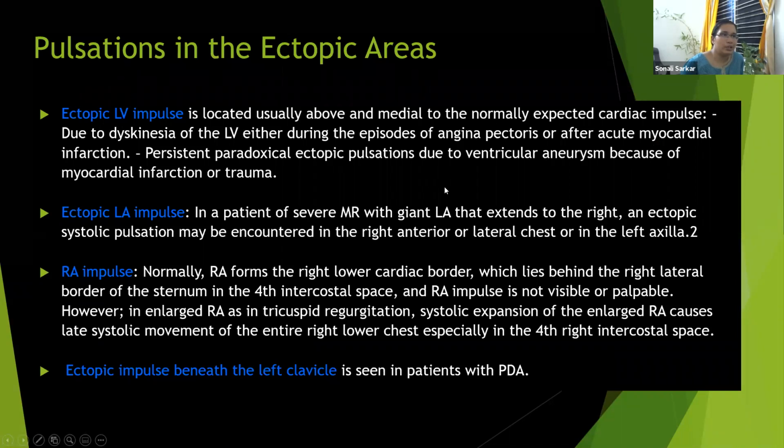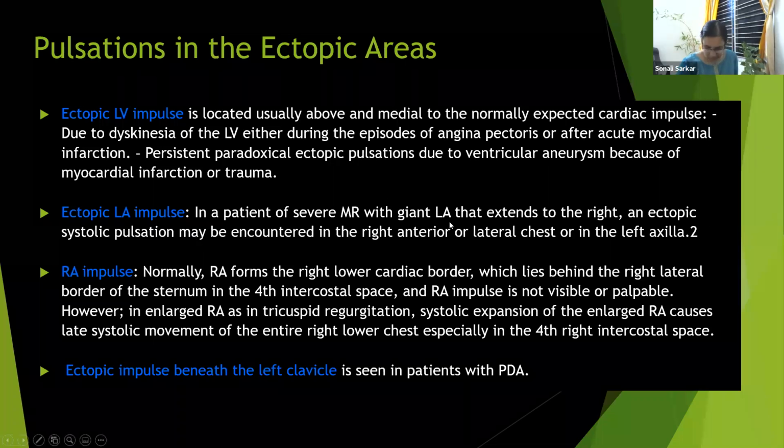Pulsations in ectopic areas, that is, other areas over the heart other than the apical, the parasternal, the sternoclavicular, the aortic and pulmonary areas. It can be an ectopic left ventricular impulse, located usually above and medial to the normal apical impulse, or an ectopic left atrial impulse in a patient with severe mitral regurgitation with a giant left atrium.